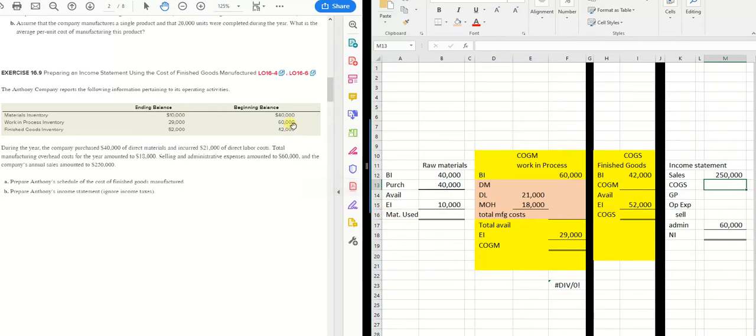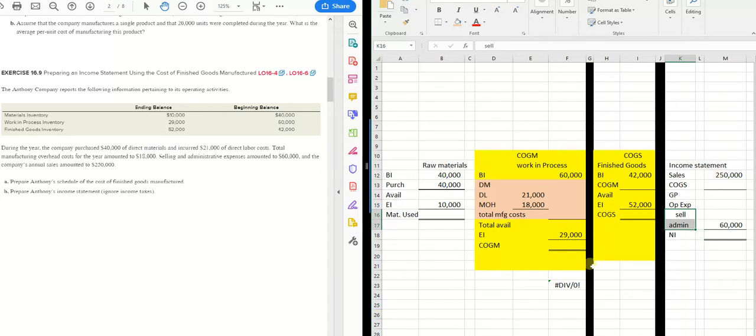Okay, so beginning inventories are 40, 60, and 42. Ending inventories are 10, 29, and 52. During the year, the company purchased $40,000 of direct materials and incurred $21,000 of direct labor costs. Total manufacturing overhead costs for the year amounted to $18,000, right there. Selling and administrative expenses amounted to $60,000. I just narrowed that column and put the total here, so these two are together, $60,000. And sales amounted to $250.